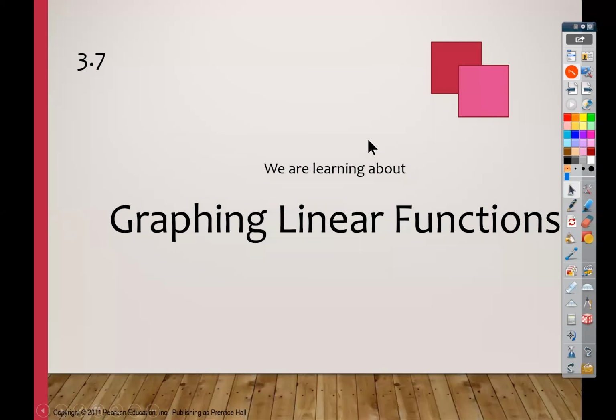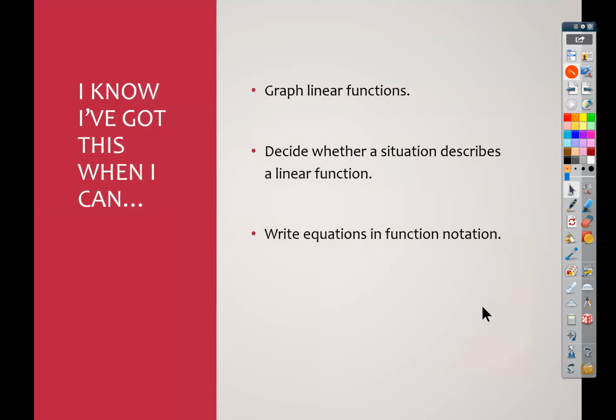Hello, we're learning about graphing linear functions today. So the success criteria is, I know I've got this when I can graph linear functions, decide whether a situation describes a linear function, and write equations in function notation.